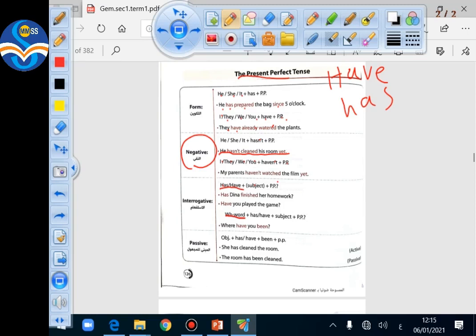Let's continue. The fourth form of the present perfect is the passive.